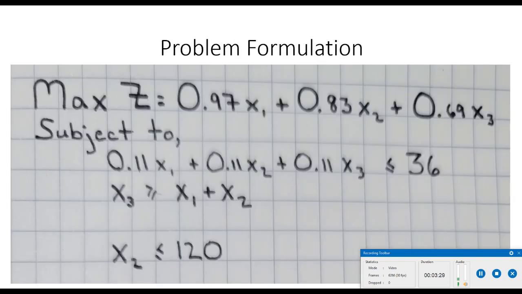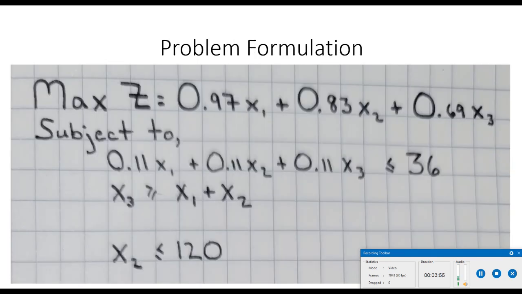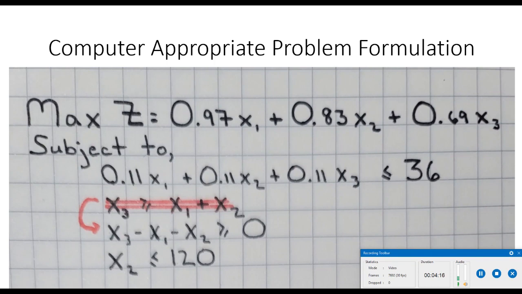Next, we have x3 is greater than or equal to x1 plus x2. Near the end, the store manager knows that each week the store sells more of the national brand, x3, than the local dairy brand and its own brand combined. So x3 is greater than x1 and x2. But x3 greater than or equal to x1 plus x2 doesn't work when we're using the computer programs, so we have to change it so that we have only a number on the right-hand side. I do that here: x3 is greater than or equal to x1 plus x2 changes to x3 minus x1 minus x2 is greater than or equal to 0. This is something we can work with in QM and in Excel.